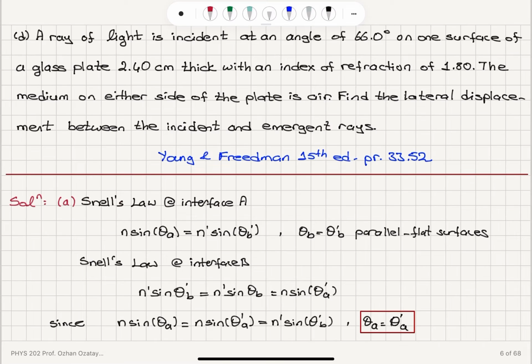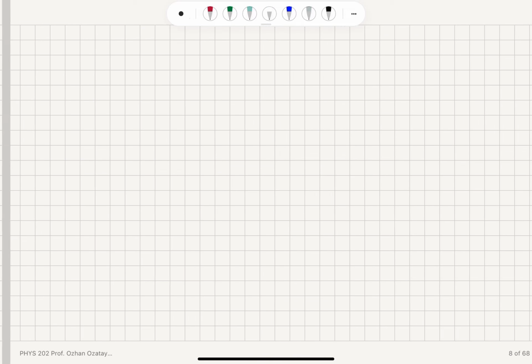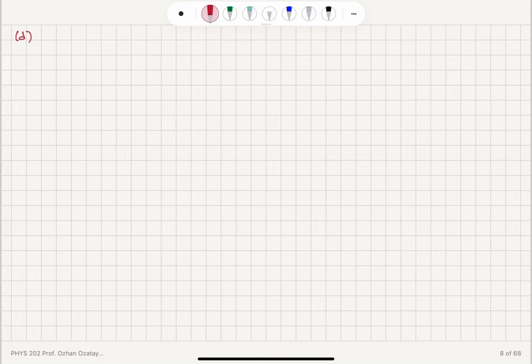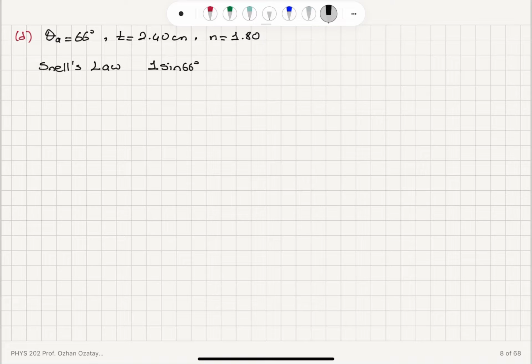Now we're going to plug in some numbers here in part D. If the angle of incidence theta A is 66 degrees, the thickness is 2.4 centimeters, and the index of refraction of the material is 1.8, I write Snell's law of refraction. Coming from air, index of refraction 1, sine 66 is equal to 1.8 sine theta prime B, the angle of refraction.